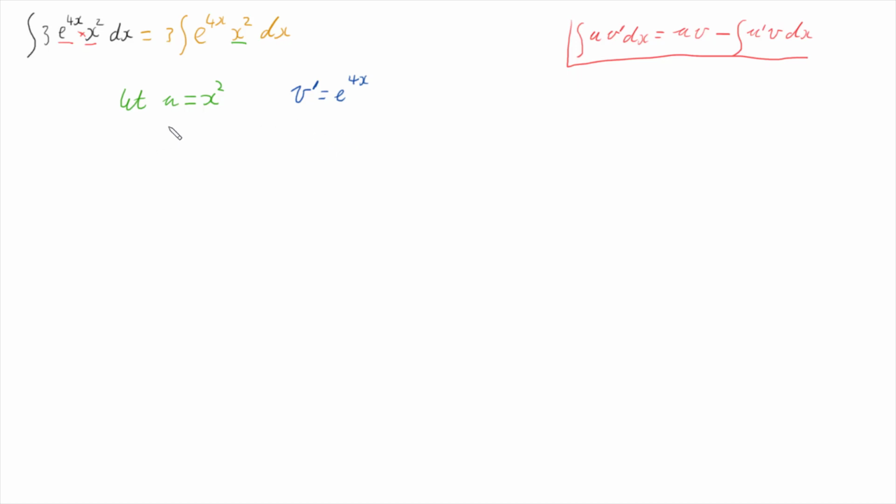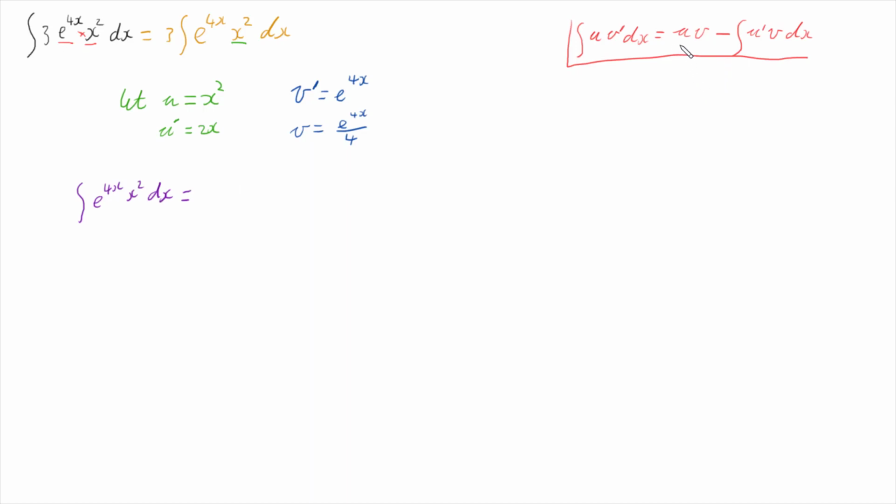So now deriving it to get u dash, u dash is going to be 2x, and v is going to be the integral of e to the 4x, which is going to be e to the 4x divided by 4, because I've got to divide by the derivative of the 4x, which is just 4. So now, if I have a look at my integral that I'm caring about, I'm just focusing on this single integral, e to the 4x, x squared dx, and I'm going to apply our integration by parts rule to this.